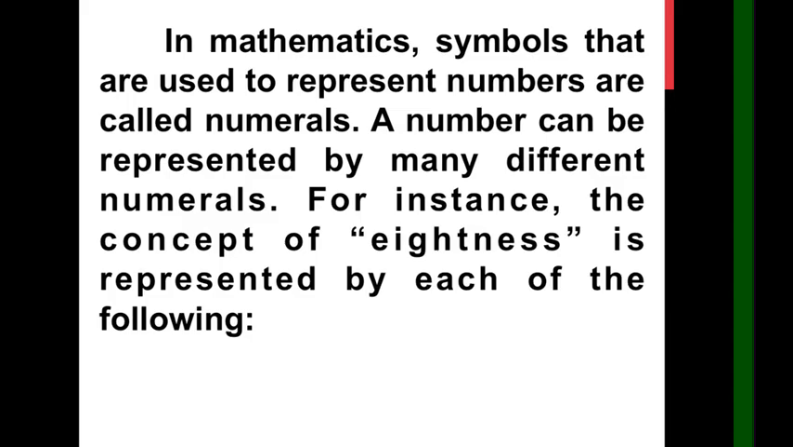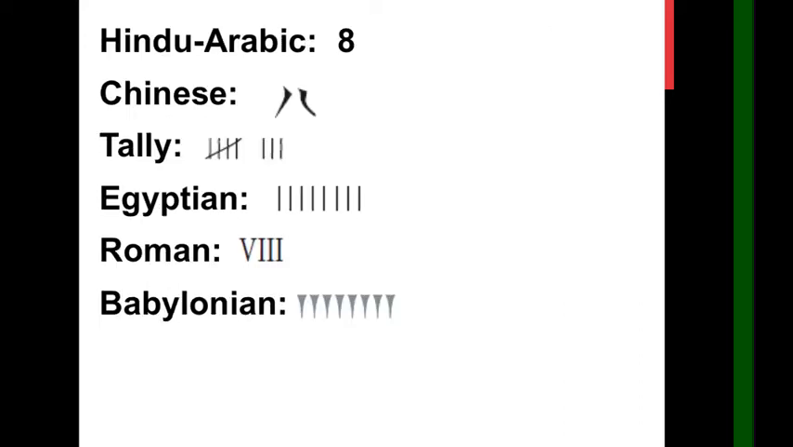So, topic, early numeration system. In mathematics, symbols that are used to represent numbers are called numerals. A number can be represented by many different numerals. For instance, the concept of eightness is represented by each of the following numerals.